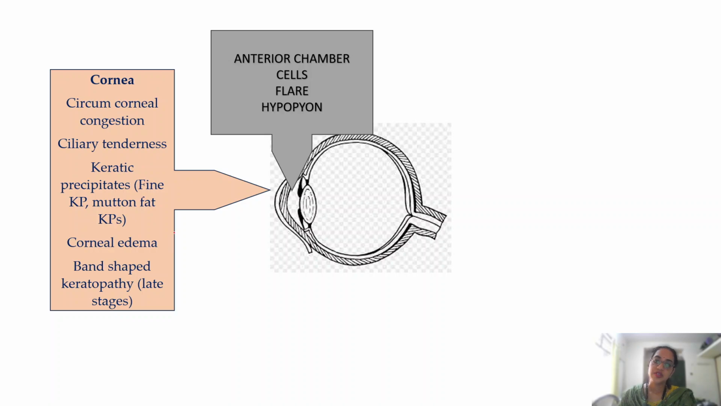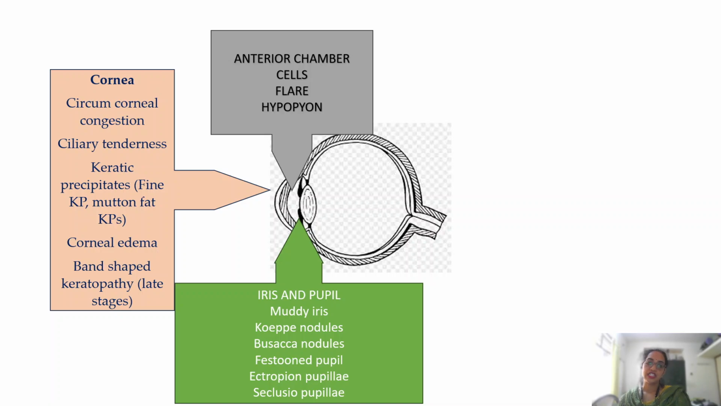In the anterior chamber, you can see cells, flare, and hypopyon, which are used to describe the activity or the grade of inflammation of the anterior uveitis. The iris becomes muddy and looks edematous. Koeppe nodules and Busacca nodules are specific types of nodules that are commonly seen in granulomatous anterior uveitis. Festooned pupil is due to formation of posterior synechiae.